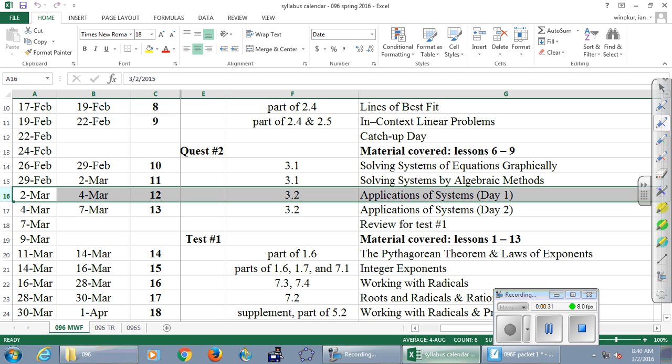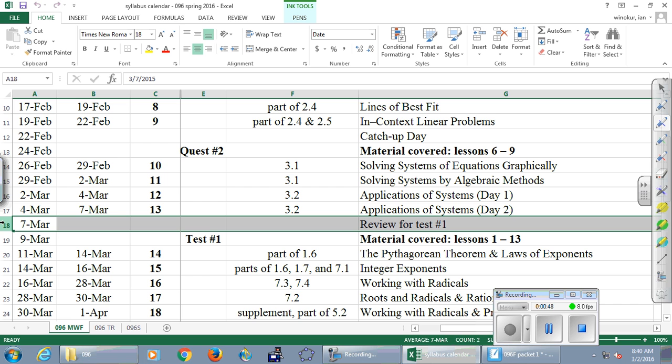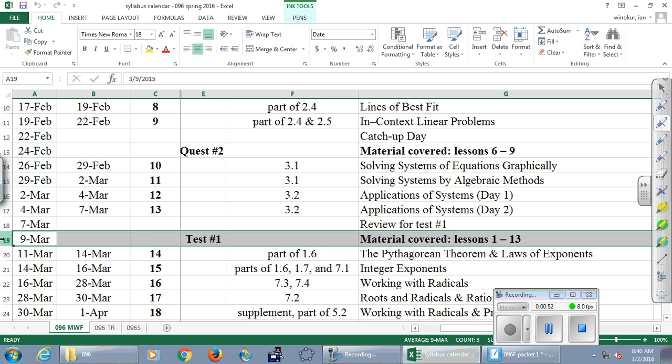You'll notice that next class we have day 2 of applications of systems. It's going to be the same idea next class. Next class, the word problems will be a little bit tougher. They'll involve percentages, which will have decimals involved in them, but it's the same idea from today. And then coming up, just looking a tiny bit ahead, on Monday is our review day for test number 1, which is coming up on Wednesday. 1 week from today is our very first test.